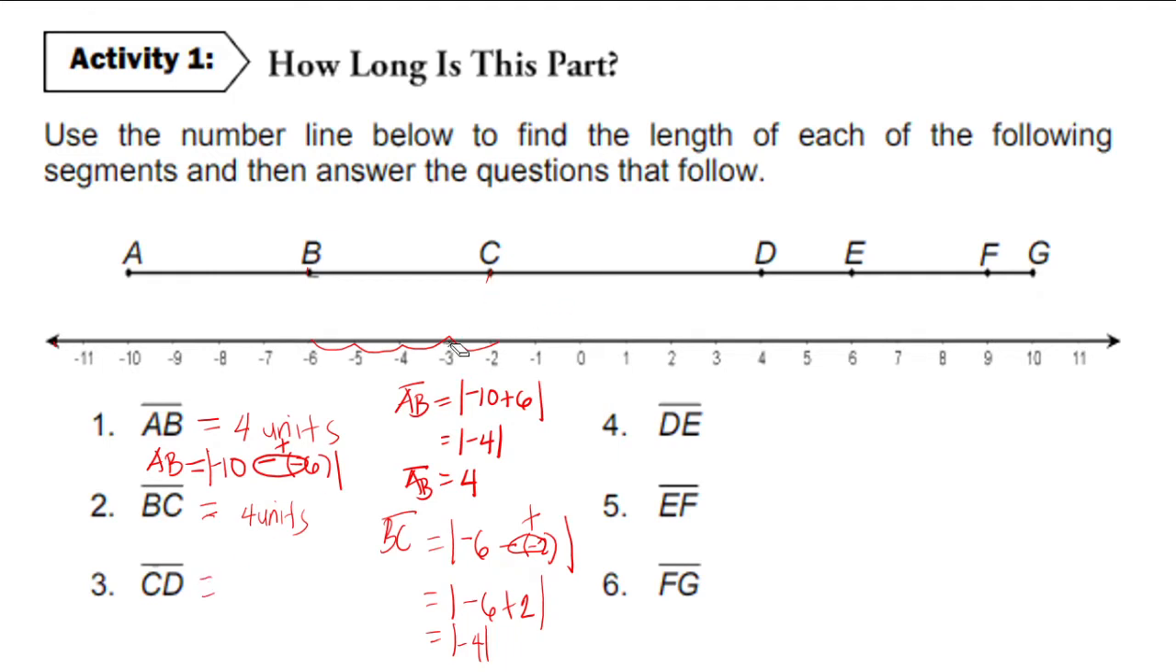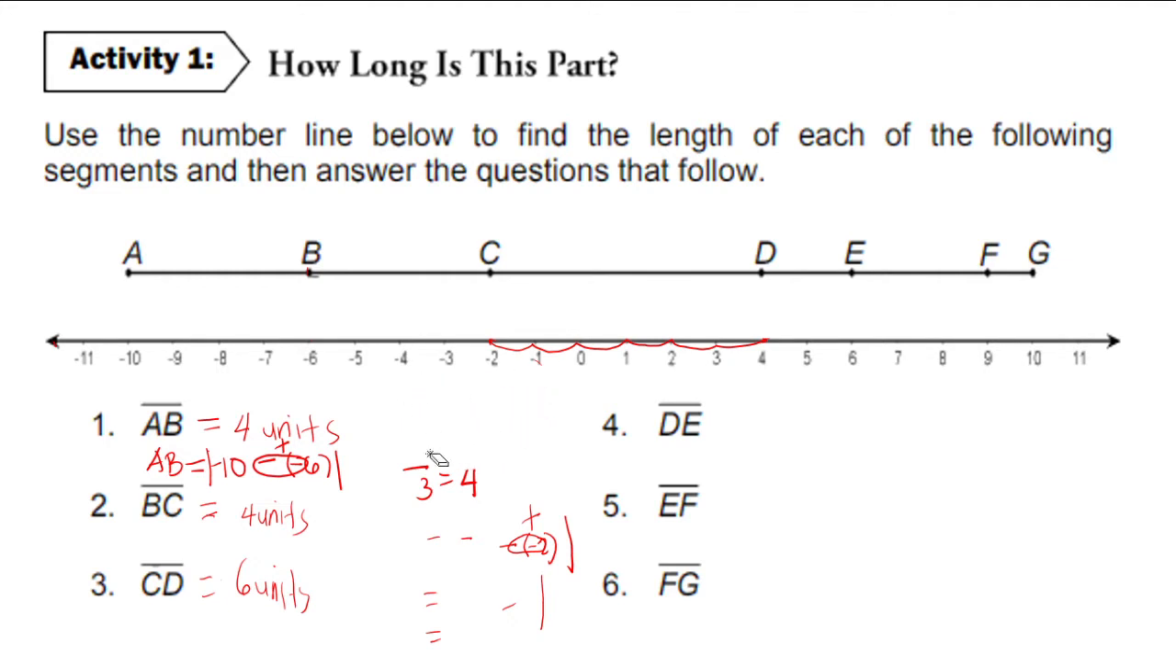Next, how long is CD? Point C is negative 2, and point D is positive 4. By counting, that is 1, 2, 3, 4, 5, 6. That's 6 units. Now, by using absolute value, point C is located at negative 2 minus positive 4, correct? Negative 2 minus 4 is negative 6, and the absolute value of negative 6 is 6. So it is also 6 units.